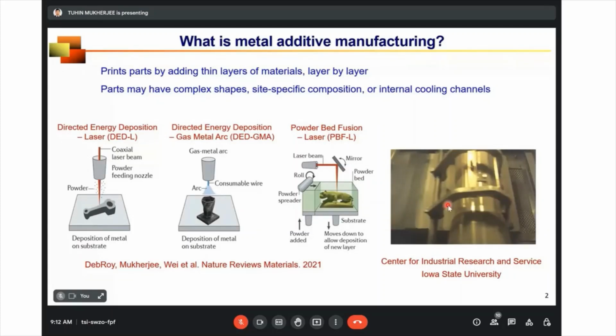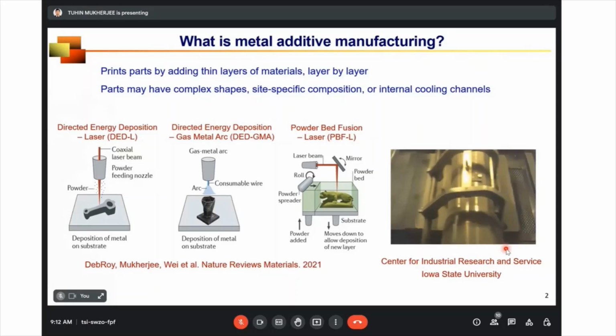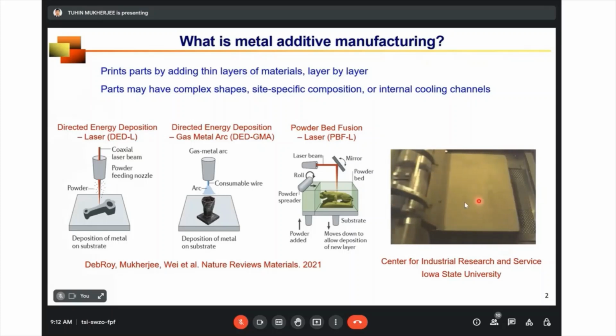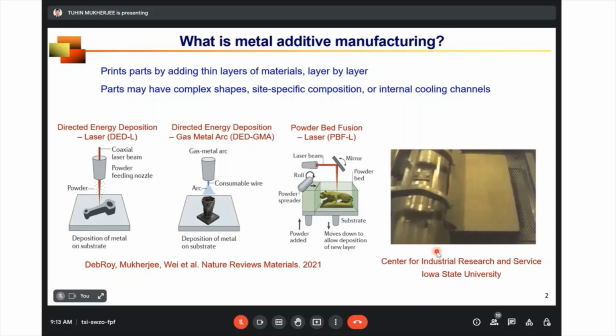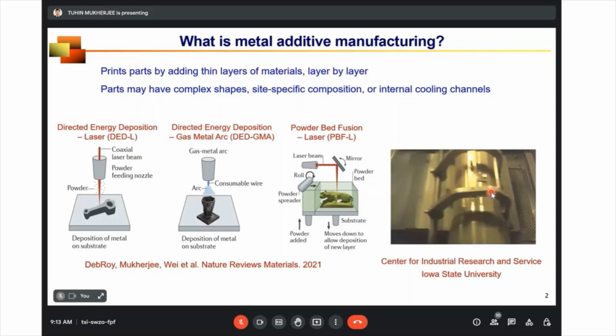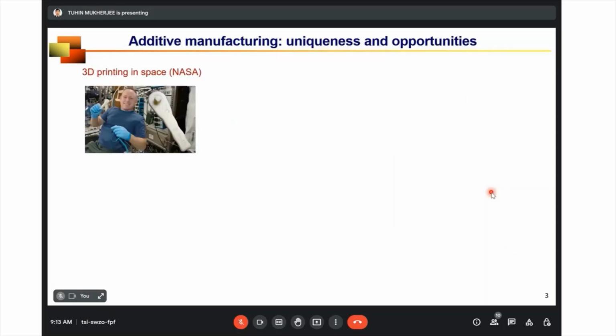So here I have a video that I'd like to play to show actually how the process works. You can see that at the very beginning, one thin layer of powder is deposited using a roller, and the laser beam selectively scans the powder bed to melt the material, and eventually that solidifies to make the part in 3D. And this process repeats itself until the entire part is printed in 3D. So this process is very unique.